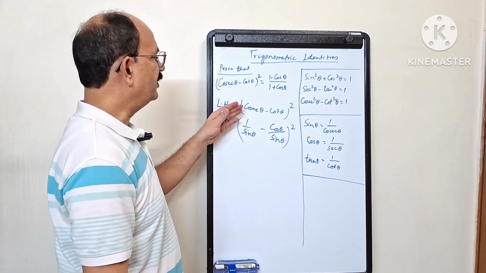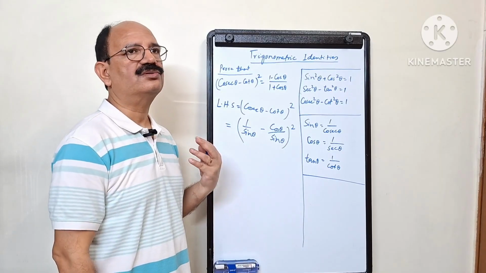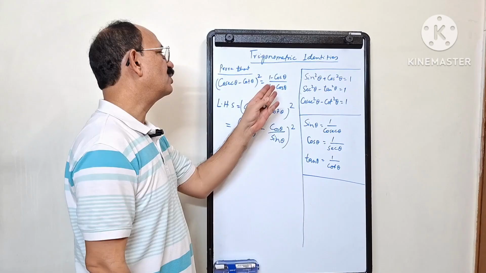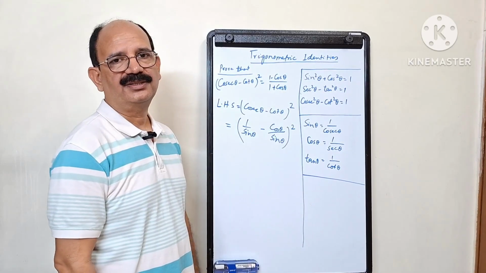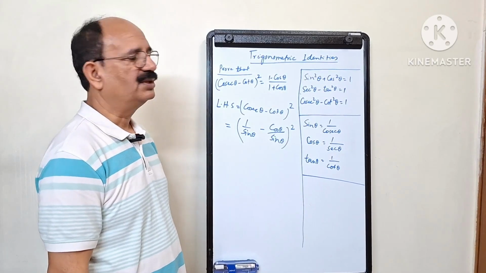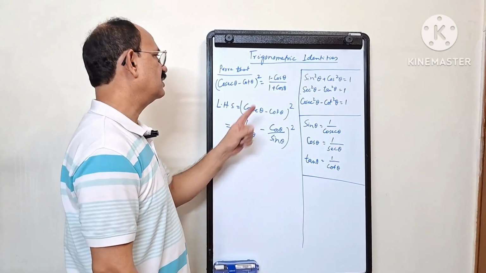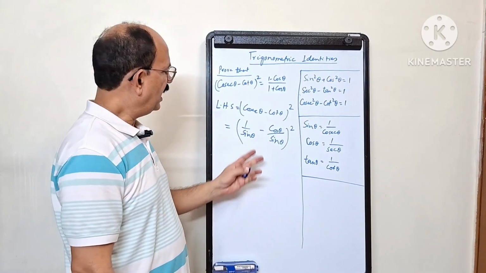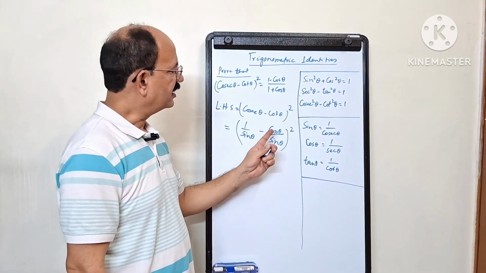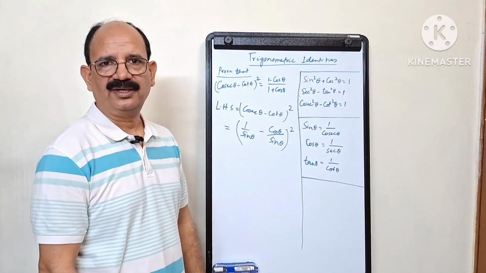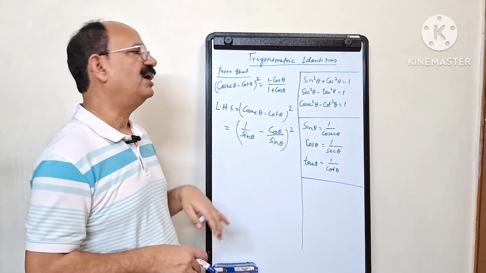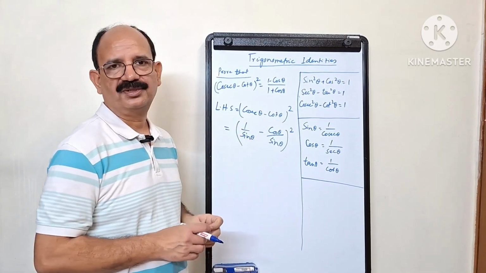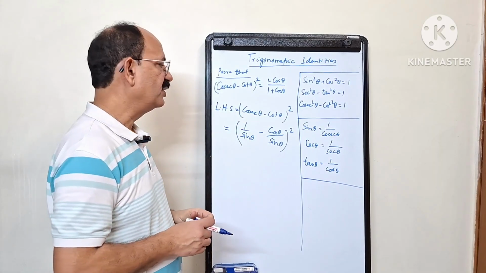Now each step when we move, we need to also think whether we are reaching closer to the RHS which we have to prove. Now in this case, you can see that the RHS is having cos theta, and whatever conversion we have done, at least one term of cos theta is appearing. So there is a possibility that we will be able to reach our destination. Okay.